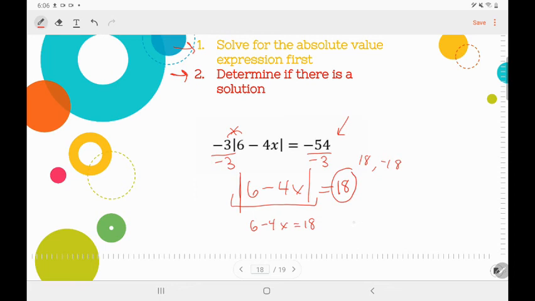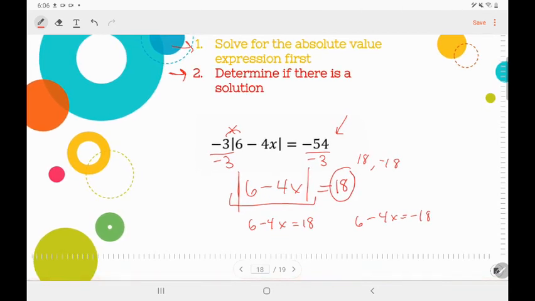So 6 minus 4x is equal to 18. 6 minus 4x is equal to -18. And I'm going to solve those equations. -6 minus 6, -4x is equal to 12, divided by -4. X is equal to -3. Then 6 minus 6, -4x is equal to -24, divided by -4. X could also equal 6. And those are my answers.